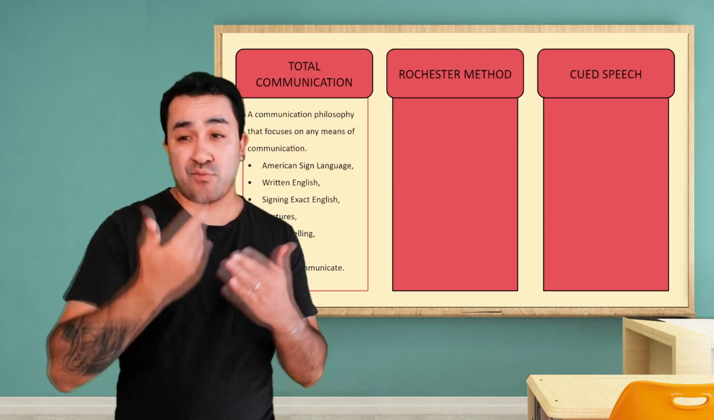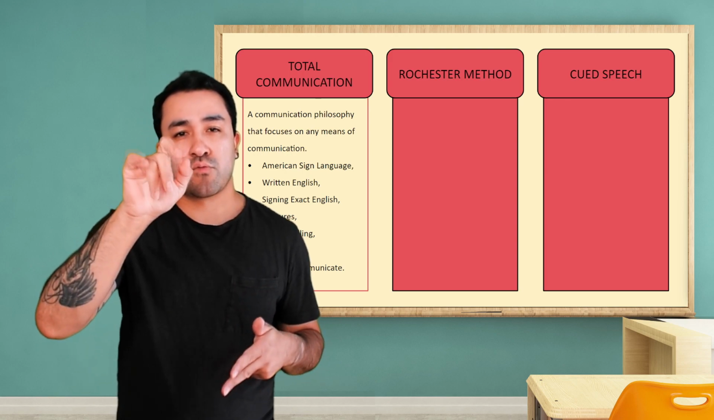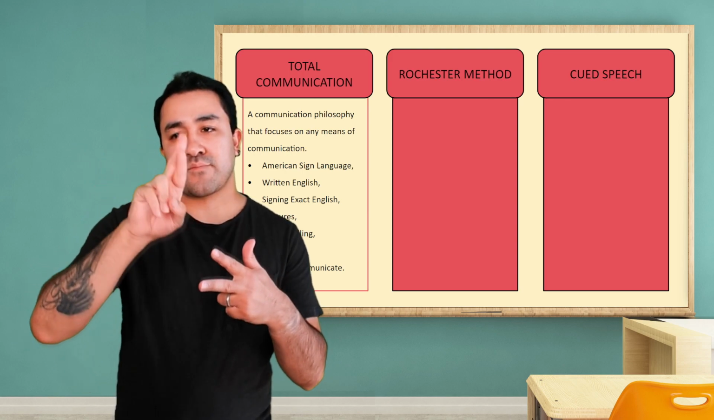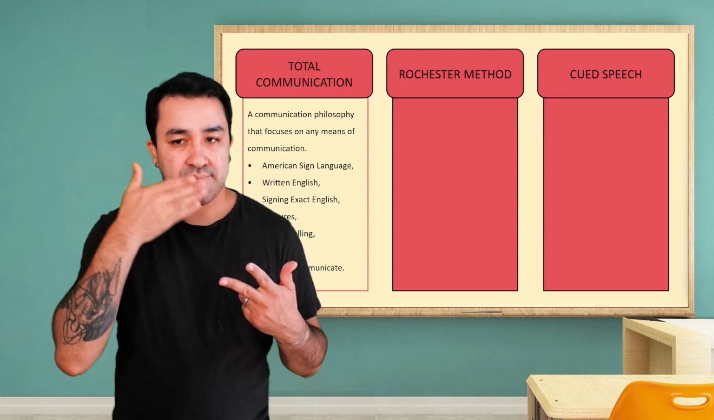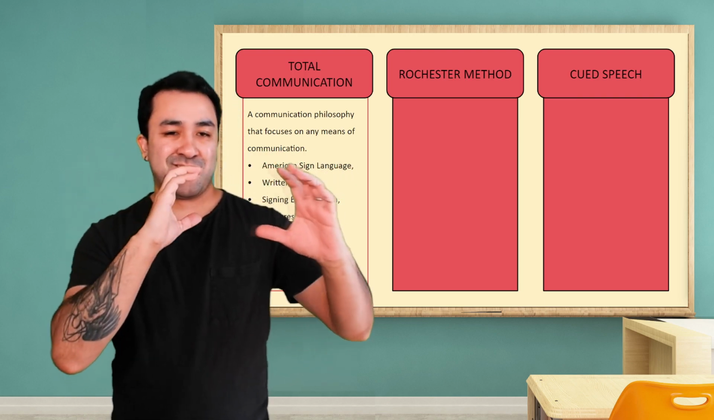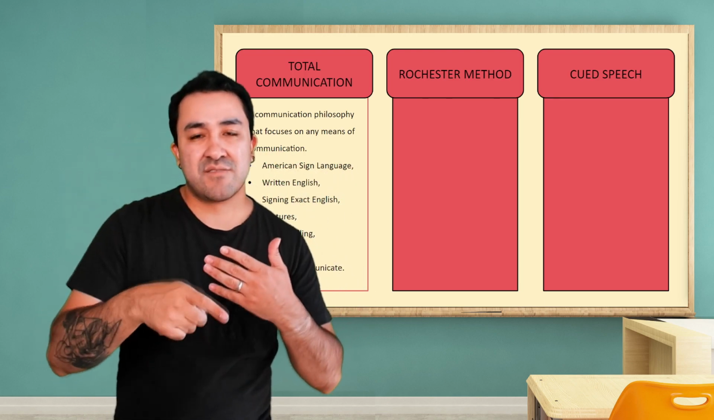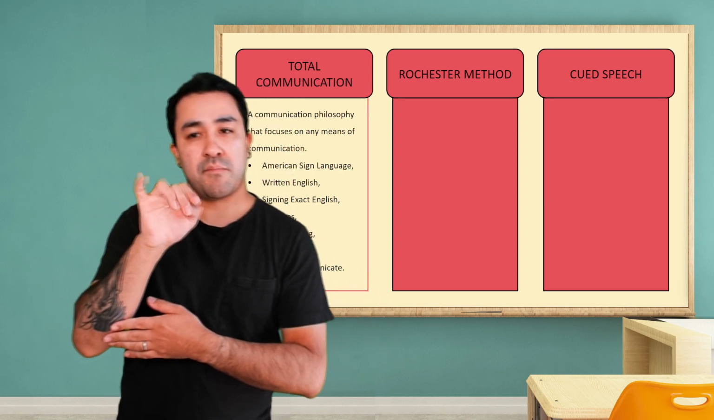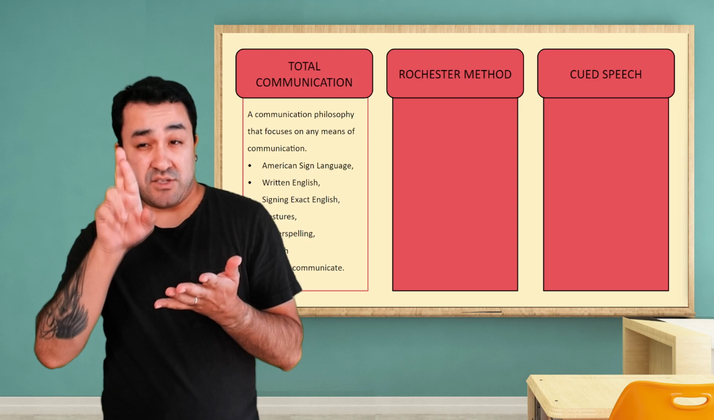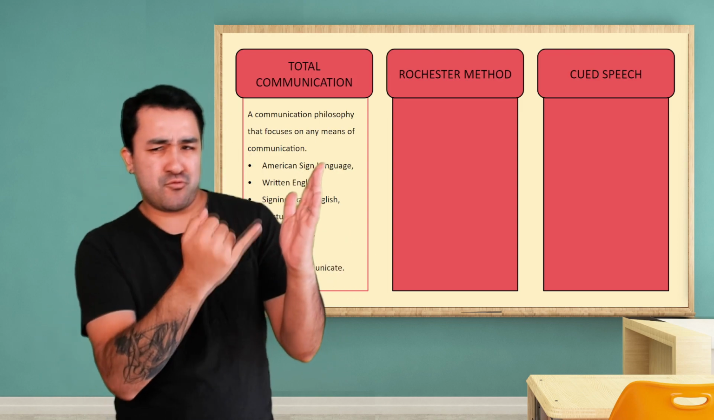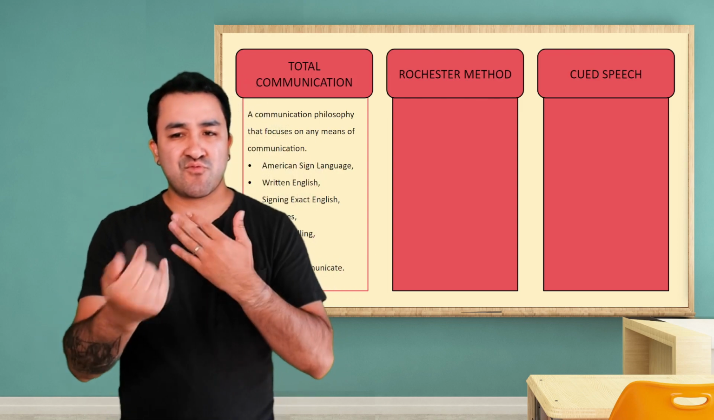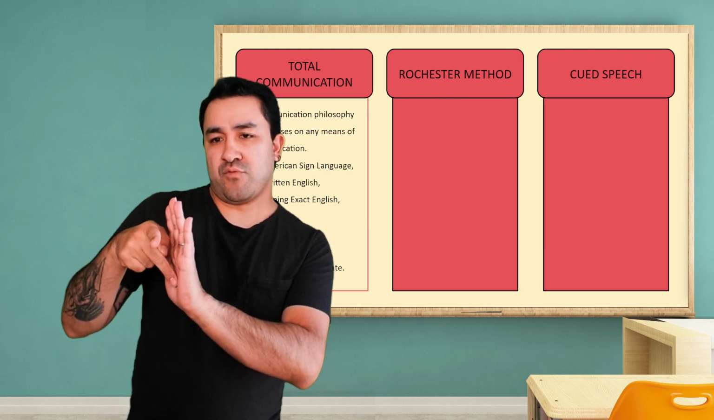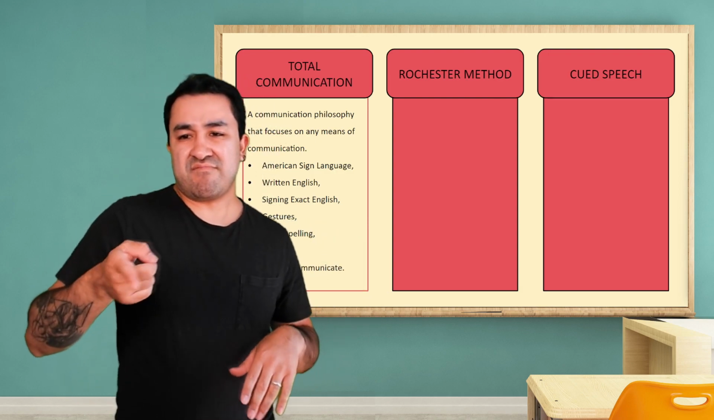Now on to 3 new methods: total communication, Rochester method, and cued speech. Total communication is doing anything and everything to get a message across. The goal of TC is to ensure the target audience understands you. This can include using spoken language, sign language, drawing pictures, writing, acting, dancing, gesturing, and more.